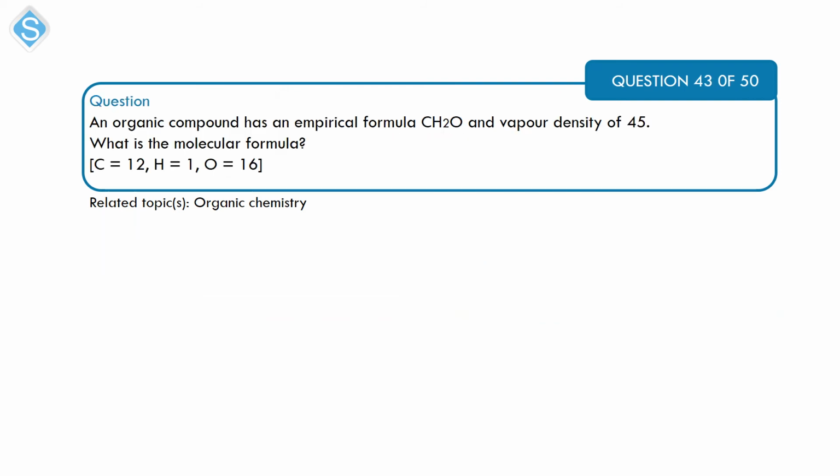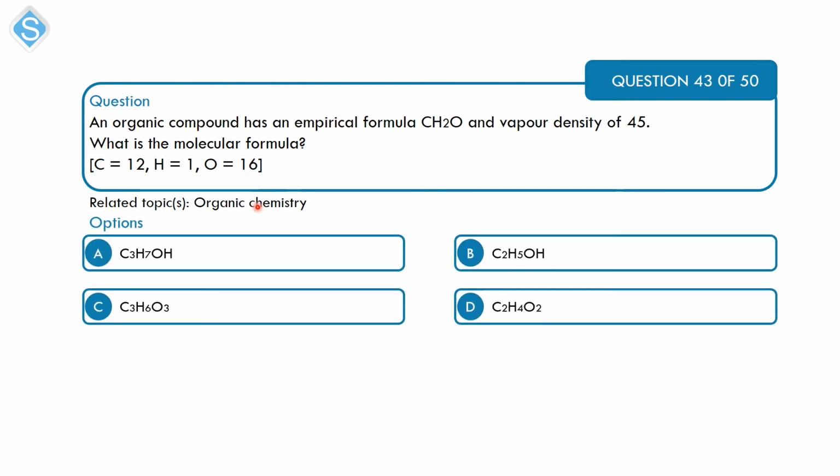Next is also on organic chemistry. An organic compound has an empirical formula CH2O and vapor density of 45. What is the molecular formula? You have A, C3H7OH, B, C2H5OH, C, C3H6O3, and D, C2H4O2.